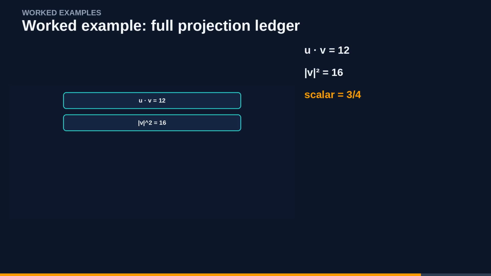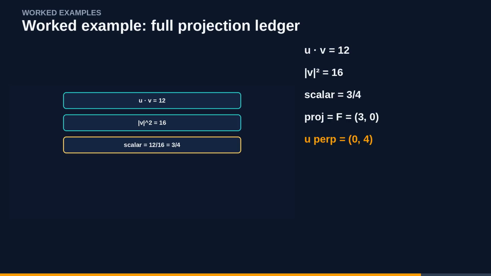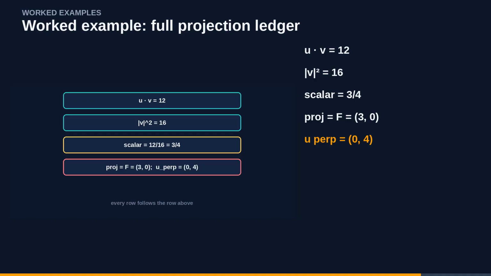Derive the projection of U onto V and the residual by algebra alone. Dot is 12. Length of V squared is 16. Scalar is 12 over 16, 3/4. 3/4 times 4, 0 is 3, 0. Subtract. Residual is 0, 4. So the projection and the foot F is 3, 0, and the residual is 0, 4. The trap. Writing F equals 3, 0 from a graph without the scalar times V step fails the higher dimension reading.